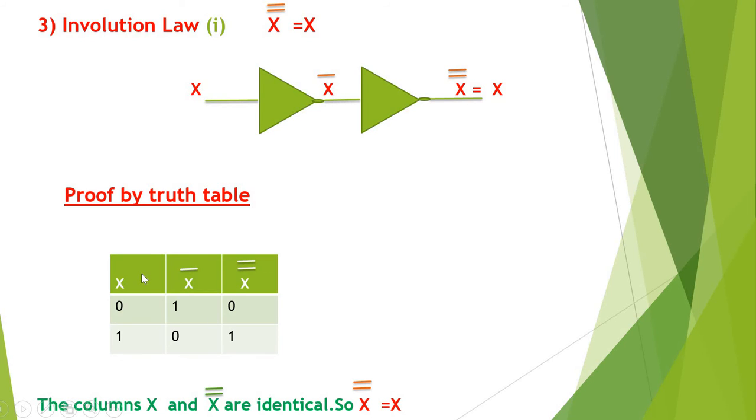Check the first column. The first column is x. What is the value of x? 0, 1. What is the value of x double bar? 0, 1. That is, the first column and third column are identical. So x double bar is equal to x, because the first column and third column are identical.